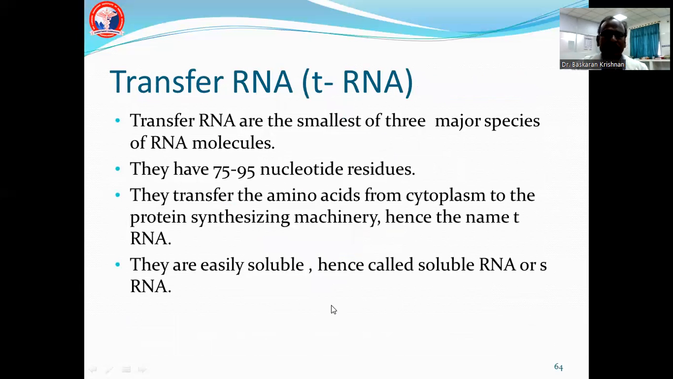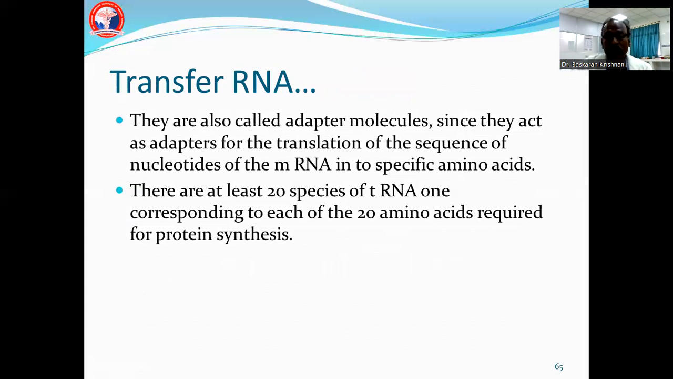Now we come to transfer RNA or tRNAs. Transfer RNAs are the smallest of the 3 major species of RNA molecules. They have 75 to 95 nucleotide residues. They transfer the amino acids from the cytoplasm to the protein synthesis machinery, and therefore it is called tRNA because it transports amino acids. They are also soluble and also called soluble RNAs or sRNA. They are also called adapter molecules because they act as adapters for protein synthesis.